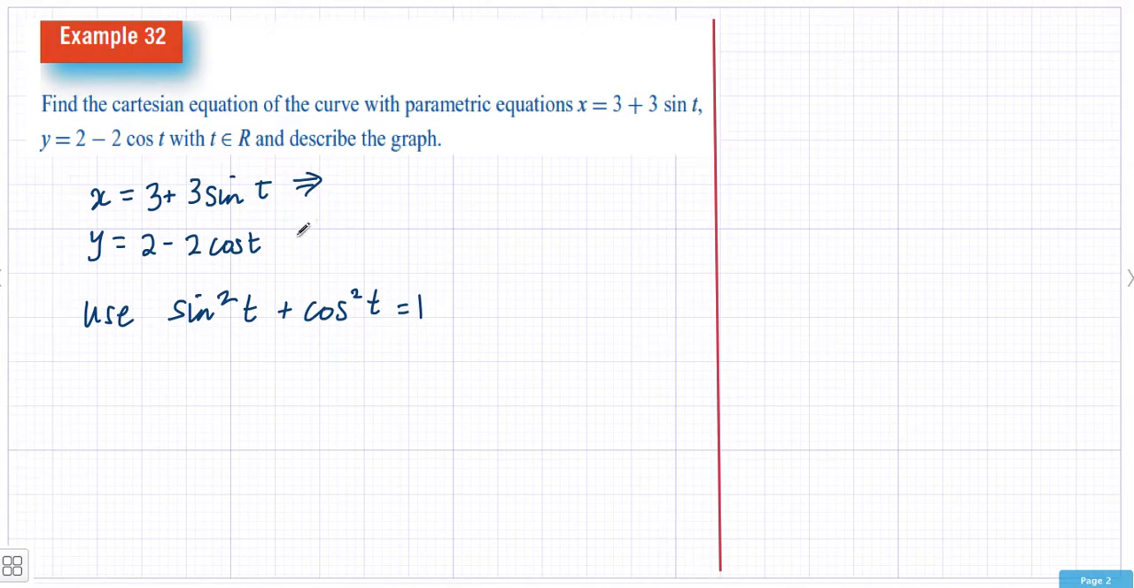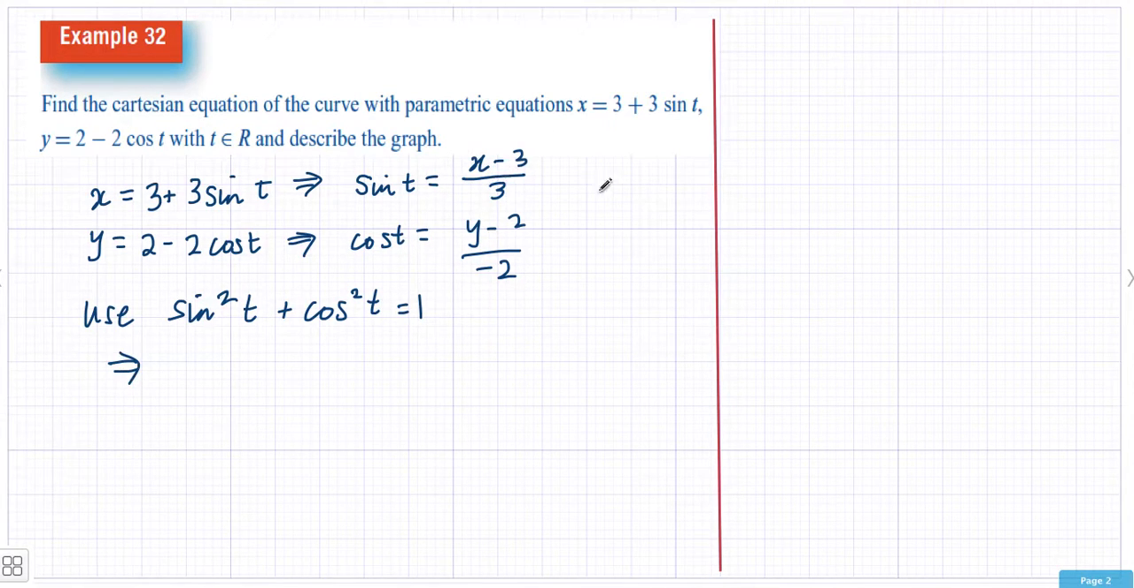What I'm then going to do is, straight up here, solve each of these equations for sine t and cos t. 3 goes over, x minus 3, divide by 3. Solving for cos t, 2 goes over. Now in this case, this is a negative, so we'd be dividing by negative 2. Okay, so that's the idea. Now, you can see here that this is a little bit different to what we had before, but we'll still do the same kind of idea.